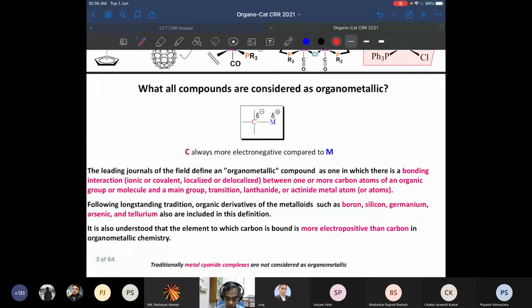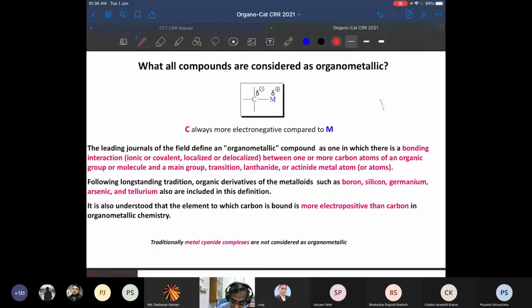Let's go quickly. What compounds, how do we consider them? I'm talking about the metal and carbon bond. How can the metal carbon bond be formed? What are the characteristic features? You can see that C is always more electronegative compared to the metal. So there will be a residual negative charge. That's a basic fundamental concept. And obviously, there is a residual positive charge at the metal center.